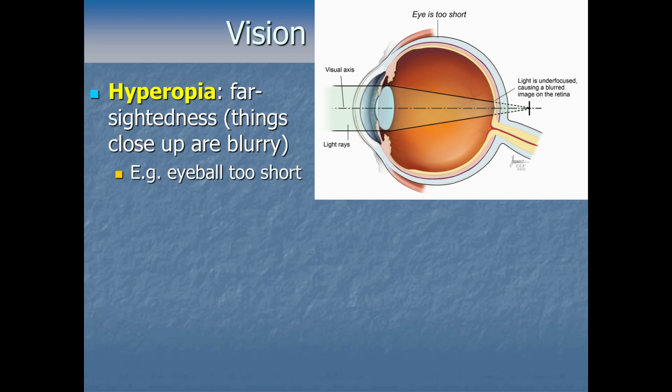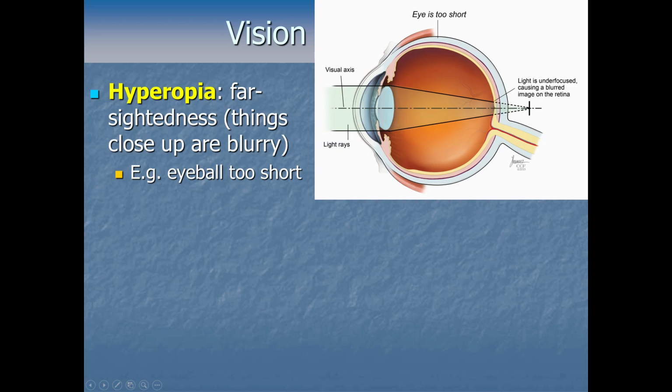On the other hand, there's what's called hyperopia, the opposite, which is farsightedness. That means you can see things far off just fine, but things close up are blurry. And this can happen, for example, if the eyeball is too short. So the beams of light would meet too far back, right? Instead, by the time they hit the retina, they're still too spread out, causing that blur.